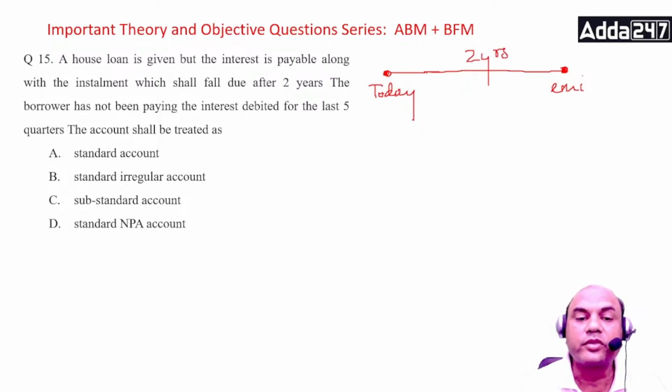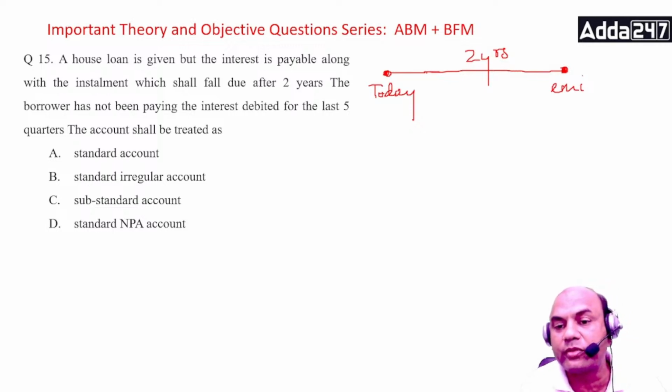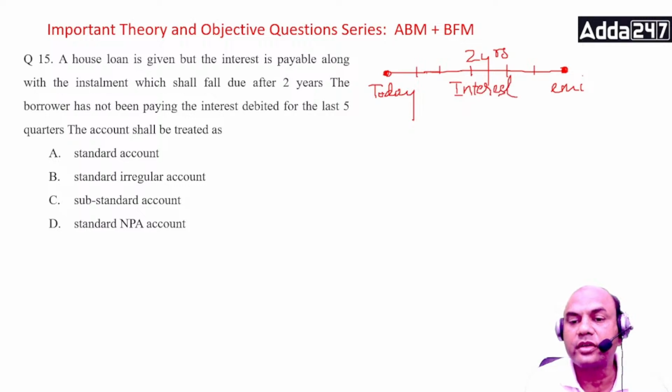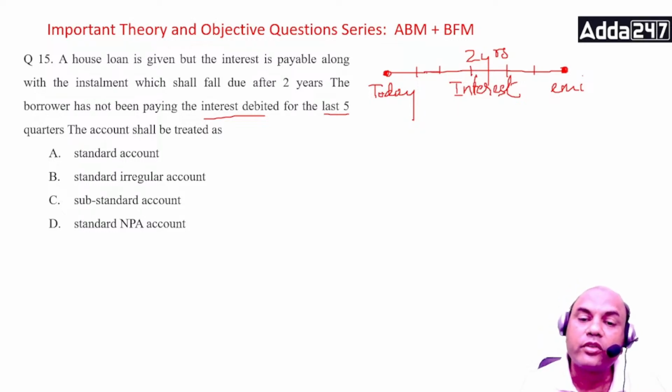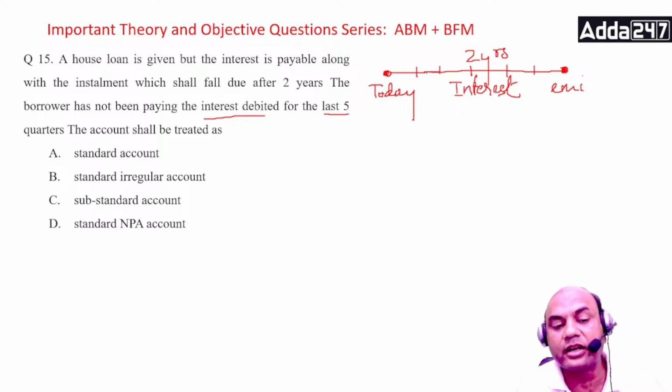If the EMI will start after 2 years, what will that customer pay within that period? Actually, he has to pay nothing, but as per banking rules, we generally collect the interest part. That's called pre-EMI interest. Now the question is, the borrower has not been paying the interest debited for the last 5 quarters. So this interest was not paid within the moratorium period. What shall the account be treated as? Standard account, standard irregular account, substandard account, or standard NPA account.